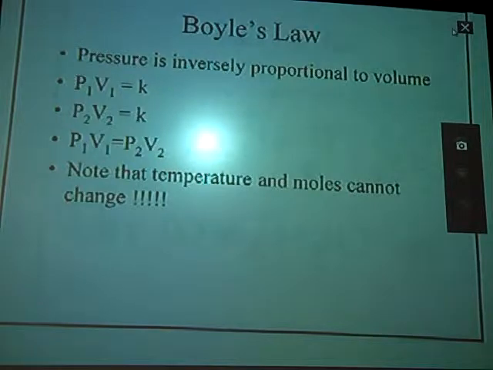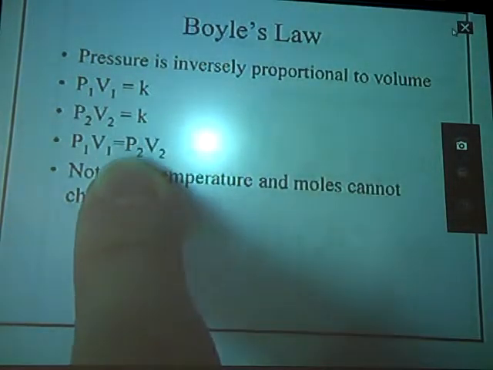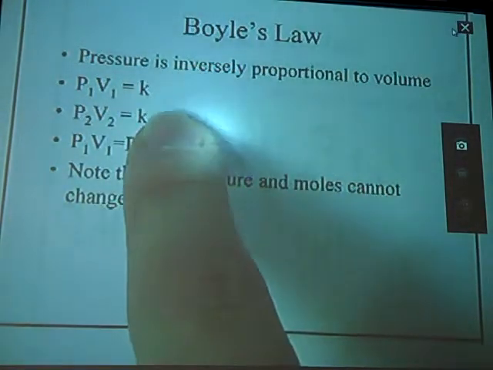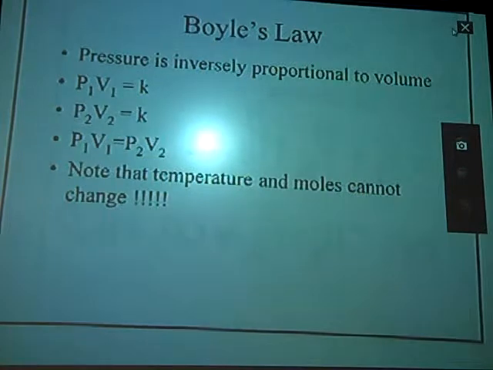So he discovered that if you took a pressure, multiplied it by a volume, and you got a number, then changed something, second pressure, second volume, also got a number, these two relationships were in fact the same, so we could equate them. P1 V1 equals P2 V2. Notice that temperature and moles are not present in this equation, which means they cannot change.